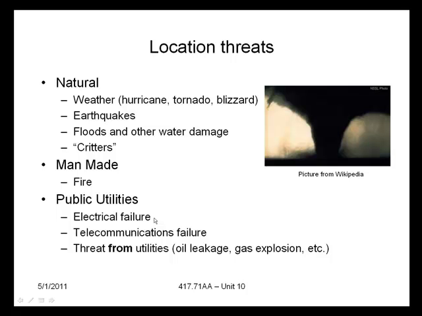Man-made location threats are primarily fire, though fire can also be of natural origin. You can also have threats in terms of either the failure of public utilities, electrical failure, telecommunication failure, failure of gas, water, etc. There's also a threat from utilities. Electricity can be very dangerous if misused. Oil leakage, gas explosion are other areas where a utility that's very necessary for managing and running your site may become a threat itself. The recommendations are, fuel tanks should be about 100 feet from buildings.